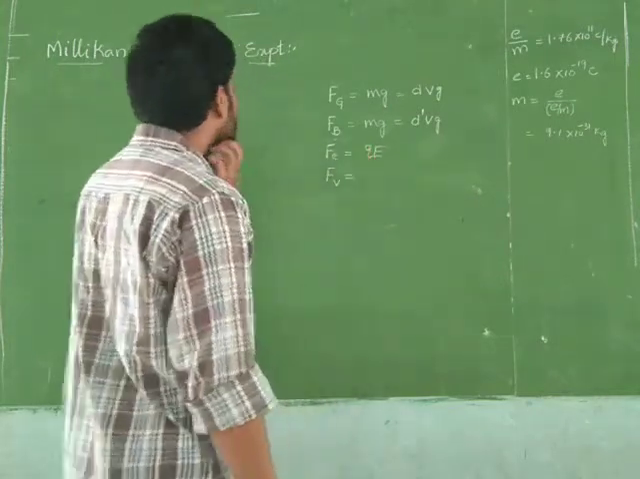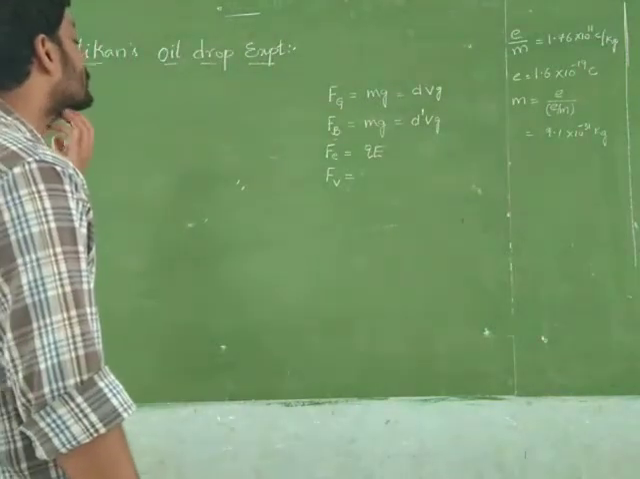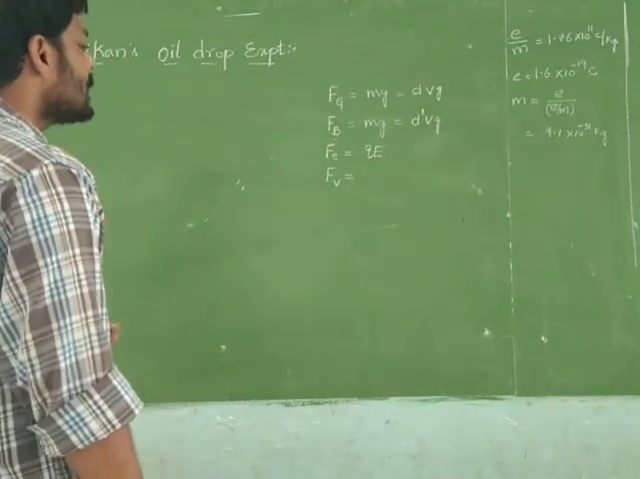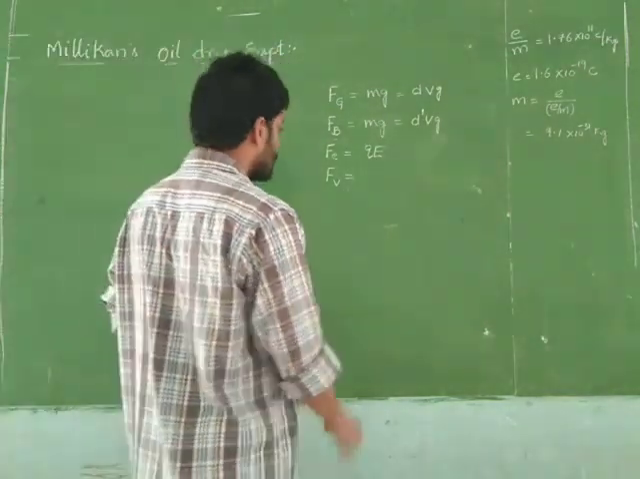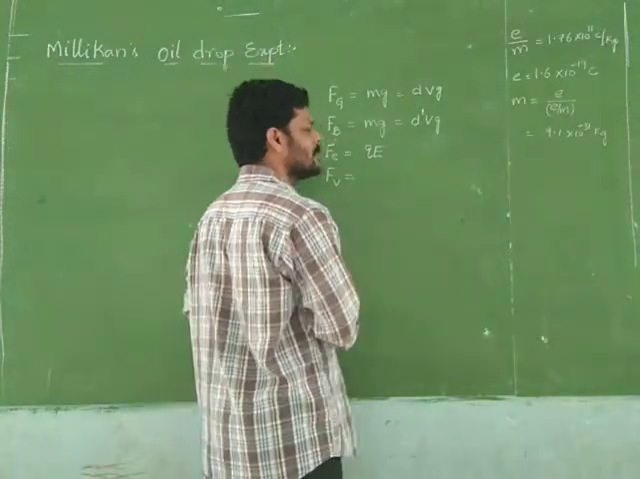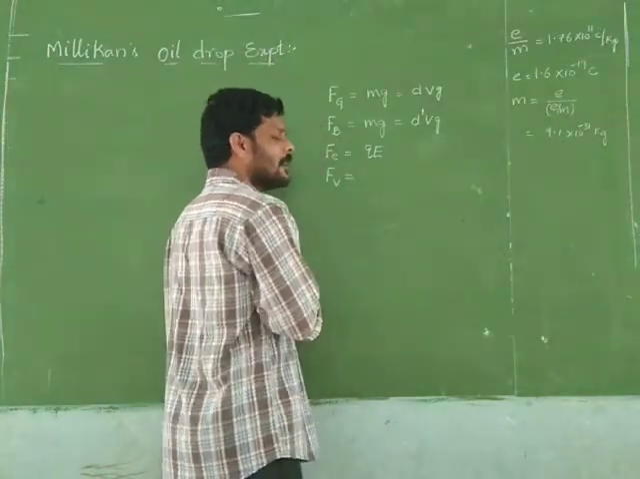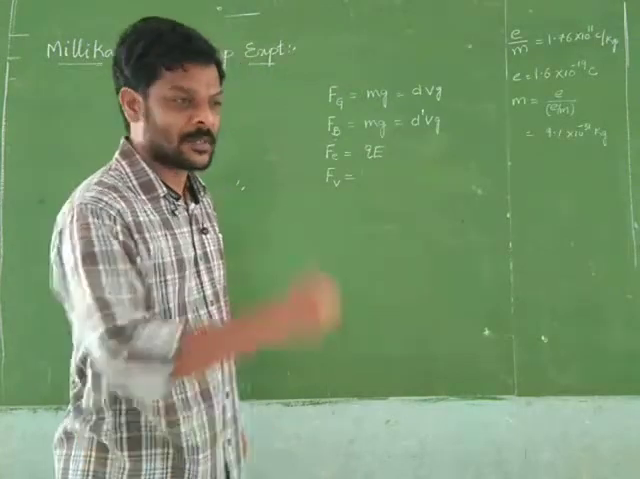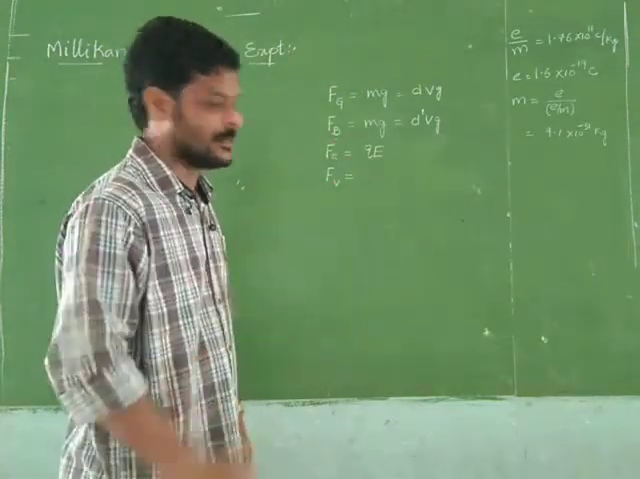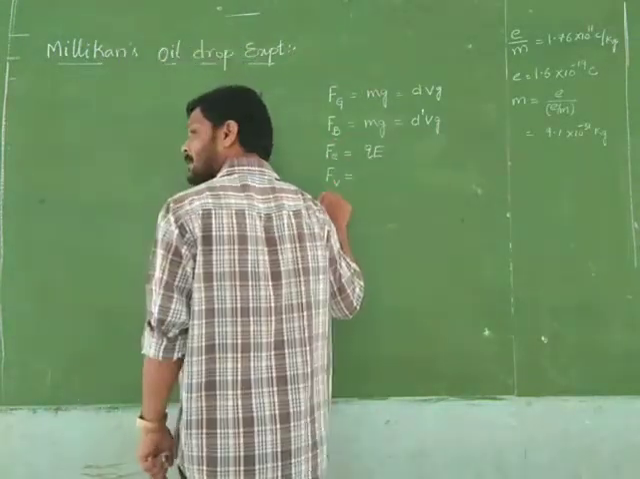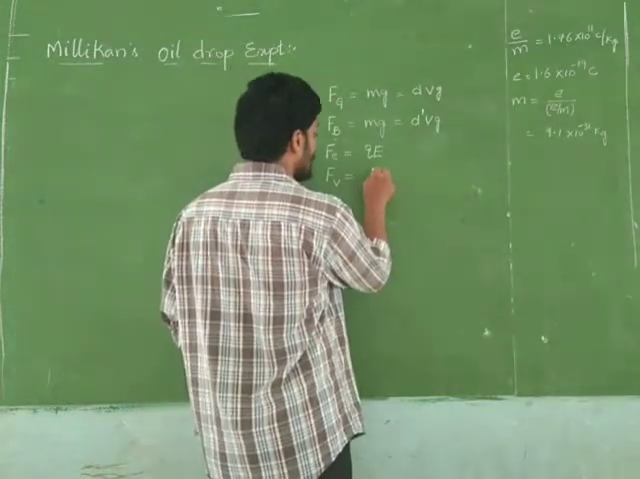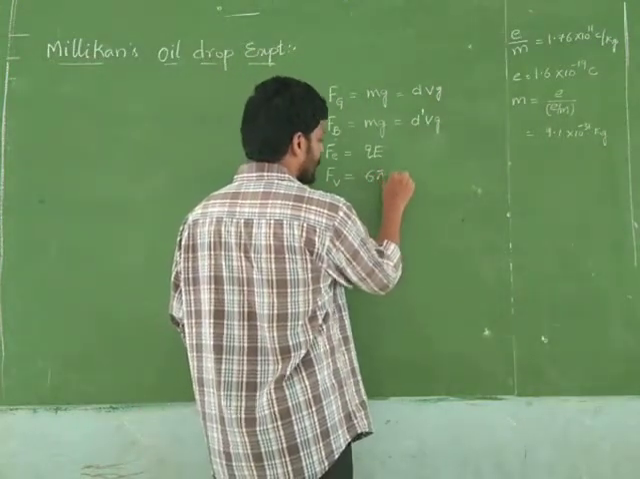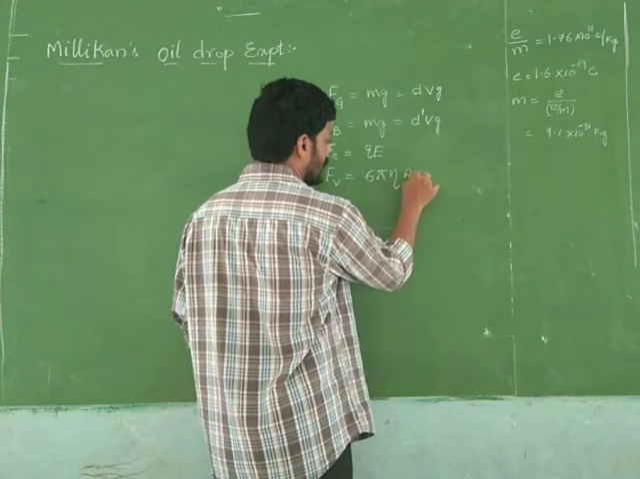Viscous force. So there is a formula for the viscous force. Of course, you have to remember this formula. In mechanical properties of fluids, we studied surface tension and viscosity. There we have the expression for the viscous force as 6 pi eta r v.